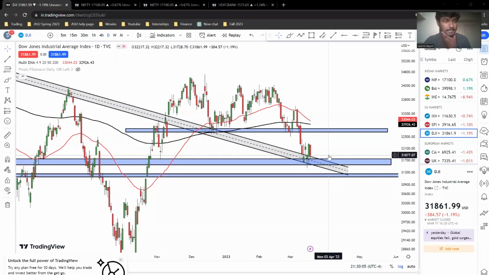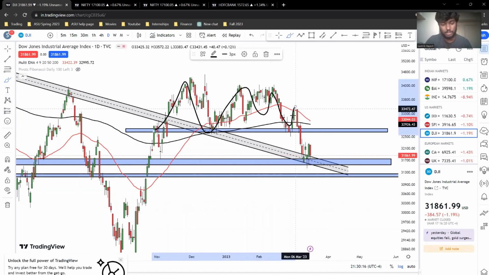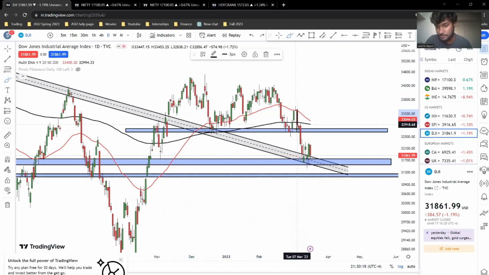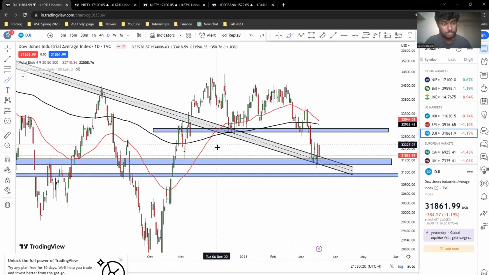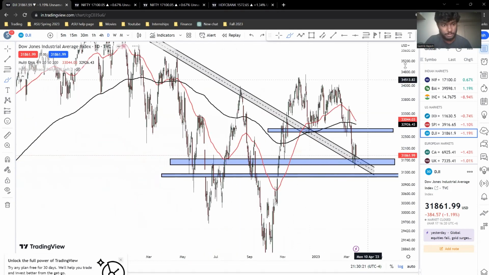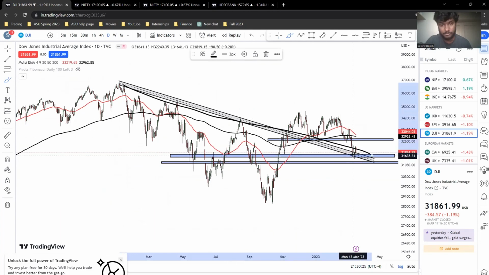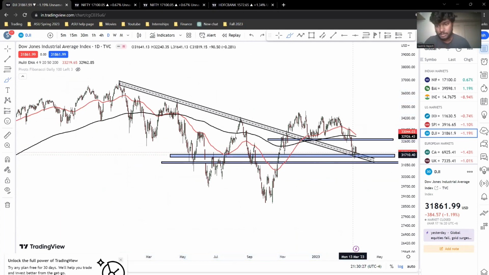All right, guys, let's get started. As usual, let's start with the US market. So let's start with Dow Jones right now. As we can see here, in Dow Jones, there was some kind of consolidation, and then there has been a huge breakdown of the trend line which it's been following for a couple of weeks.